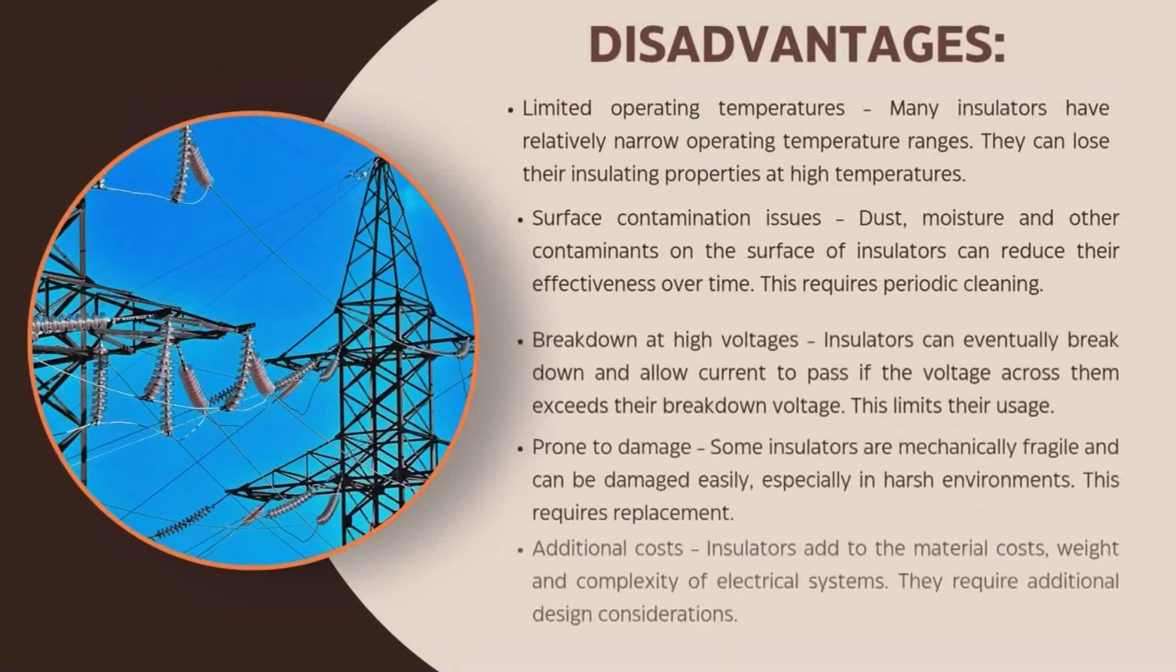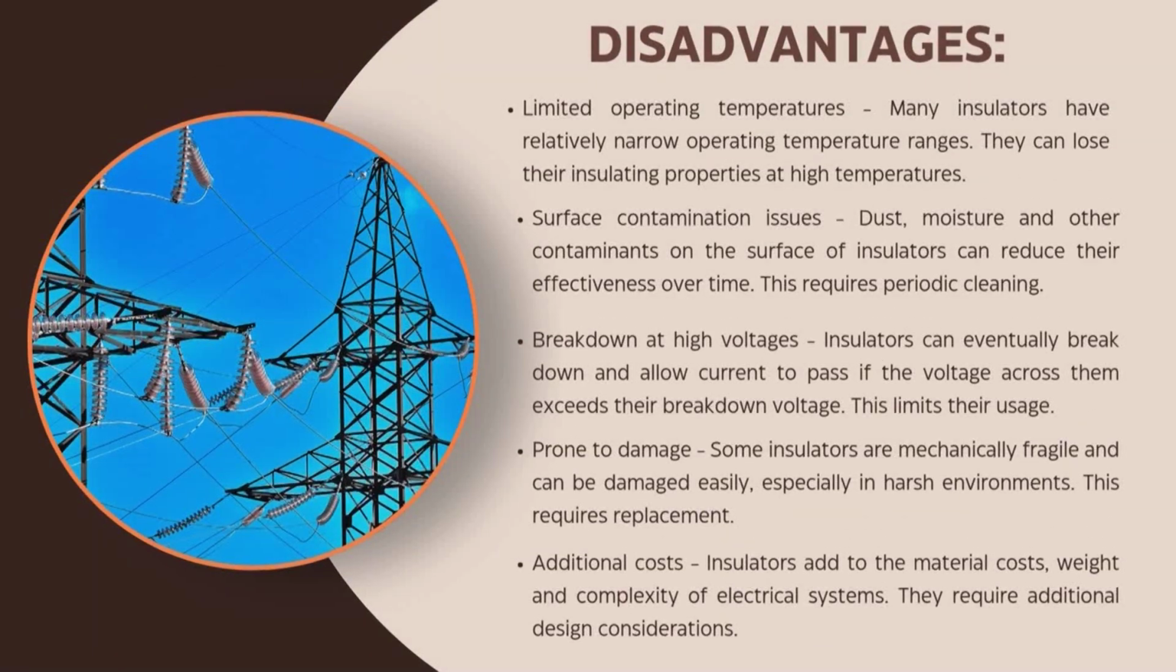So they have limited operating voltages. Many insulators have relatively narrow operating temperature ranges. They can lose their insulating properties at high temperature. There may be some surface contamination issues. Dust, moisture or other contaminants on the surface of the insulator can reduce their effectiveness over time.